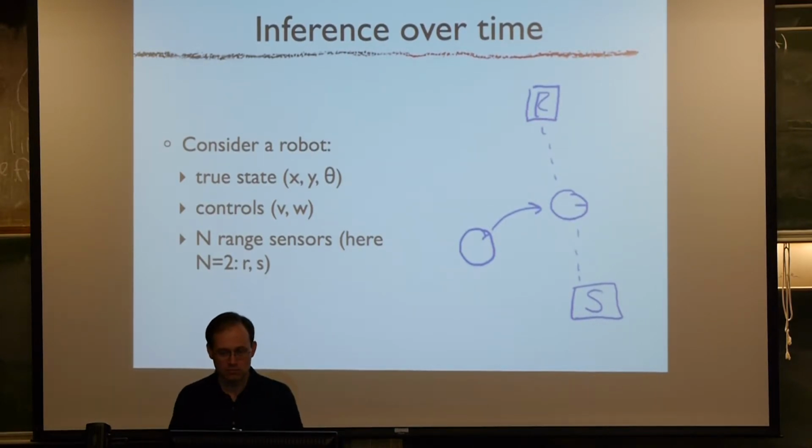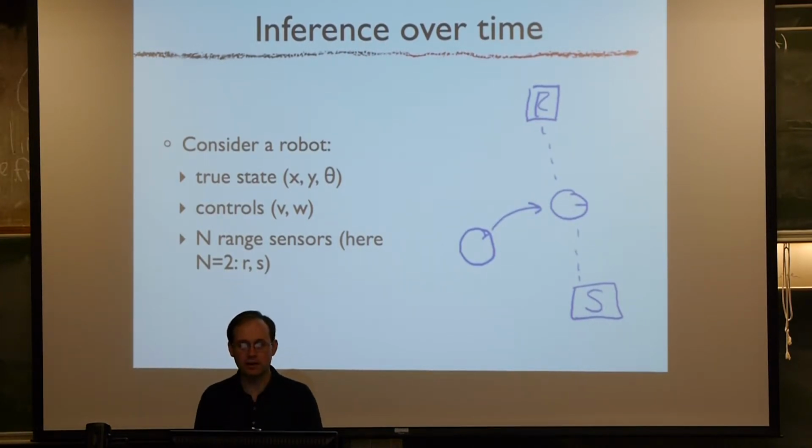So the goal of these models is basically inference over time. Here's a simple example of an inference over time problem. You have a robot whose true state is its xy position and its orientation theta. Theta is between minus pi and pi, and x and y are real valued. It has controls, let's say its velocity and its angular velocity, so you can tell it how fast to go forward and how fast to turn.